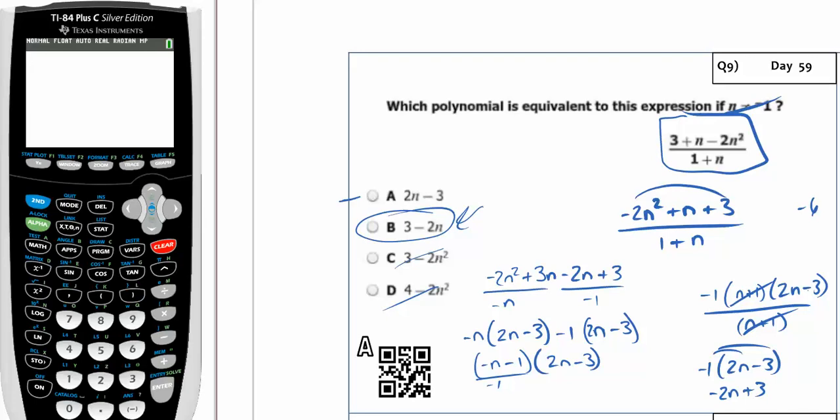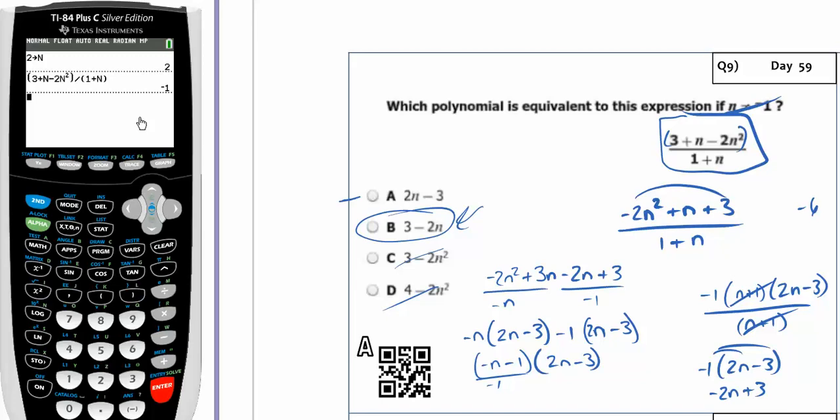So here's what I'm going to do. I'm going to store a variable or a number for n. I'm going to type 2 store n. Now I could use x if I wanted to, but I like to use the actual letter that I needed to use. And I'm just going to retype everything. This whole numerator has to be in parentheses. So parentheses 3 plus n minus 2n raised to the second power. I'm going to close the parentheses, hit divided by, open them up again for my denominator, 1 plus n, close my parentheses again, hit enter.